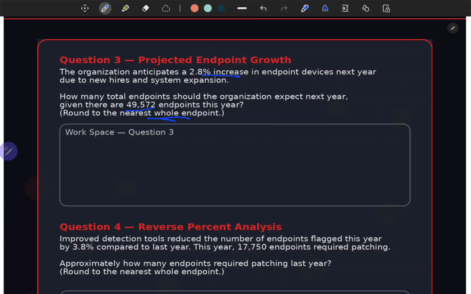Usually when they're dealing with something like an endpoint, let's say a laptop, right? You can't have half a laptop or 94% of a laptop. So they're always going to ask you to round to the nearest endpoint so you can have a whole number. That's usually the case when we're dealing with tangible items, right?